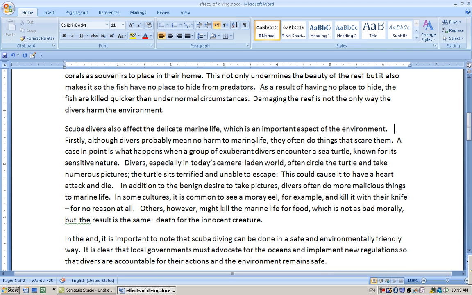Right? So, firstly, although divers probably mean no harm, they often do things to scare them. A case in point is what happens when a group of exuberant divers encounter a sea turtle, known for its sensitive nature. Divers, especially in today's camera-laden world, often circle the turtle and take numerous pictures. The turtle sits terrified and unable to escape. This could cause it to have a heart attack and die. Okay, so there's the effect.